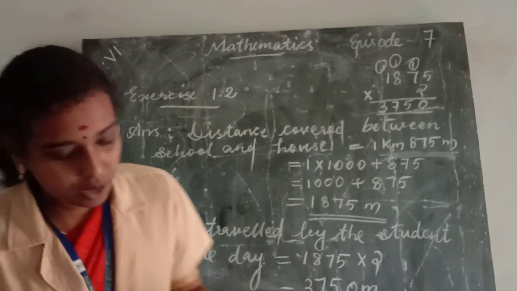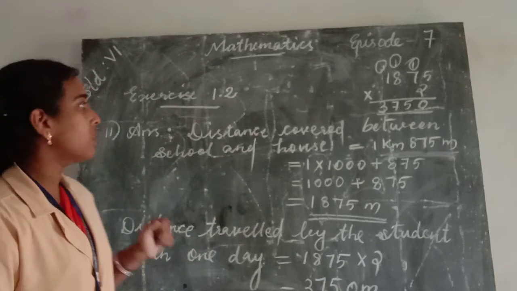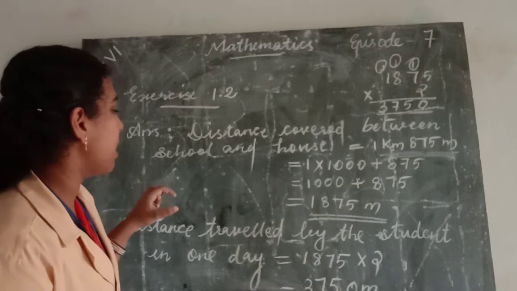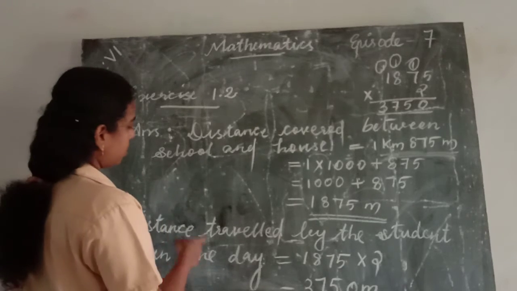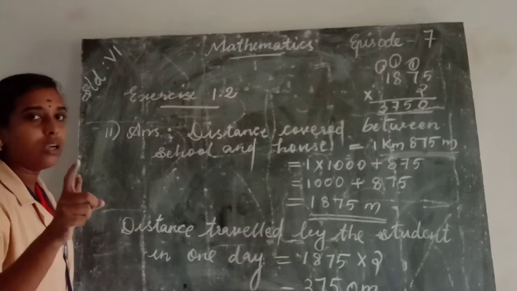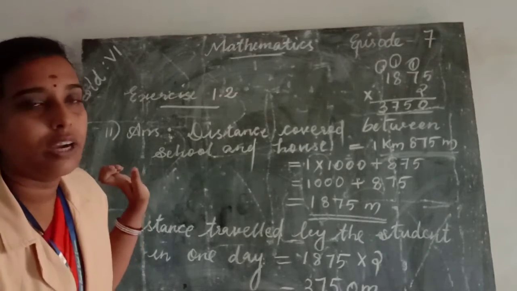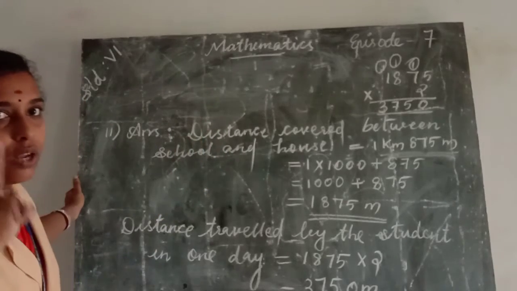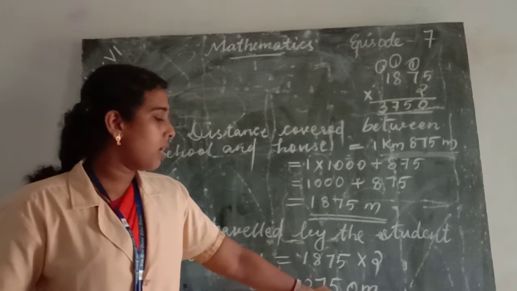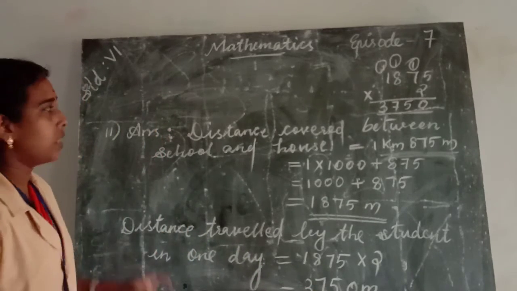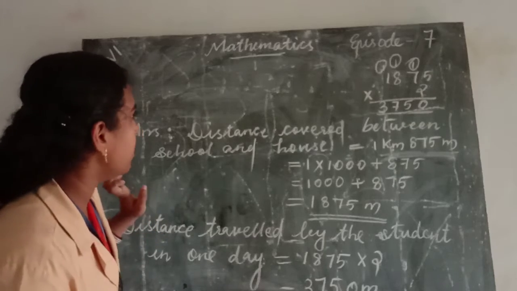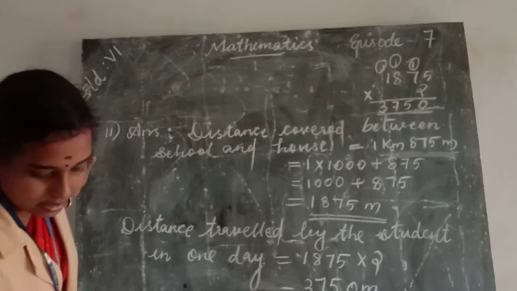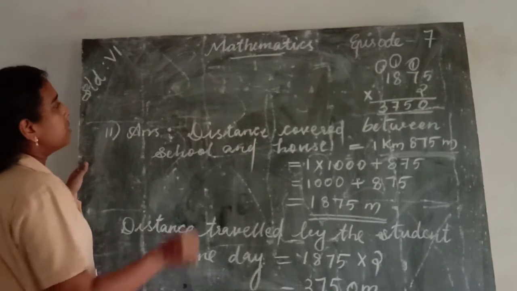And in the question we want to find the total distance covered in 6 days. So for finding the total distance covered in 6 days, we multiply the total distance travelled by the student in 1 day into the number of days. Number of days is 6. So we multiply total distance covered in 1 day, that is 3750, into total number of days, that is 6. So our next step is total distance covered by the student in 6 days.